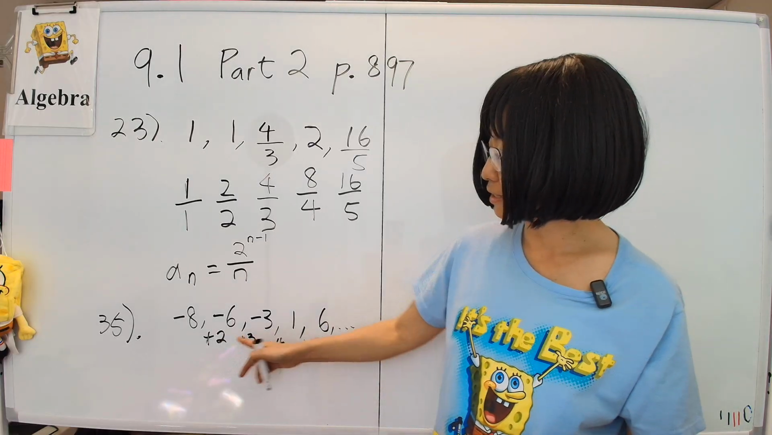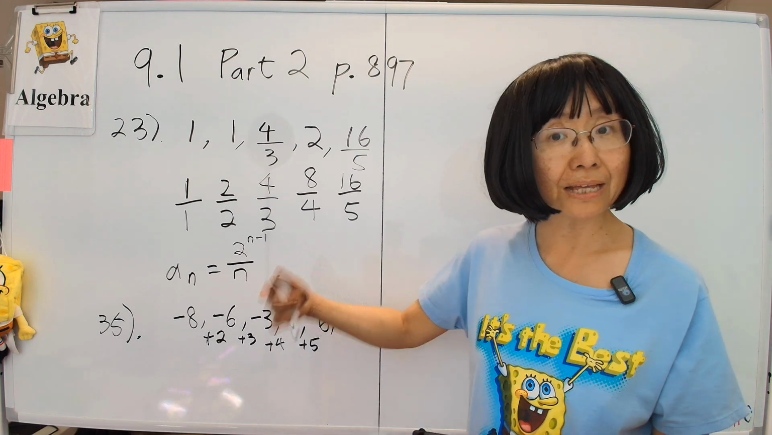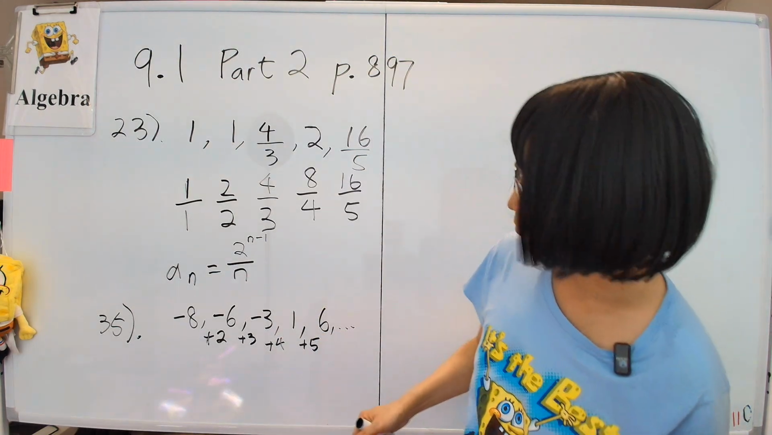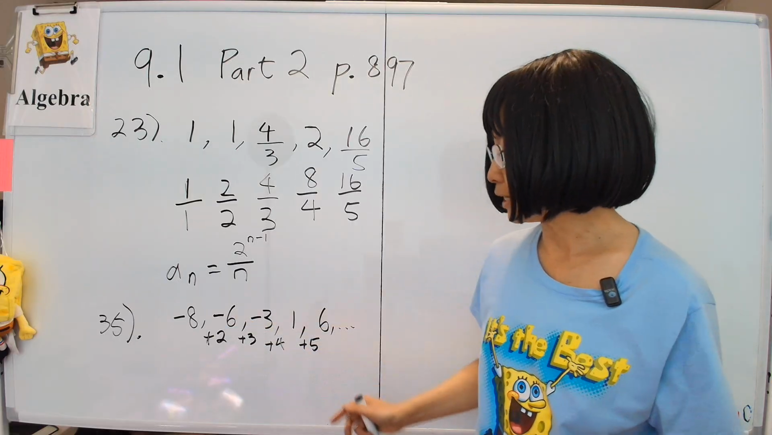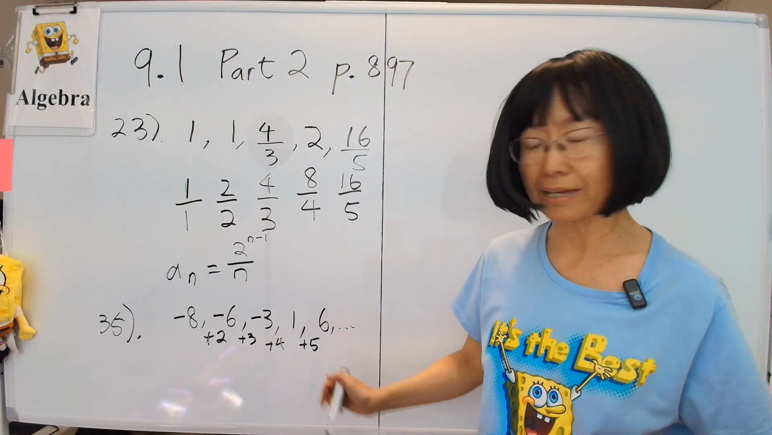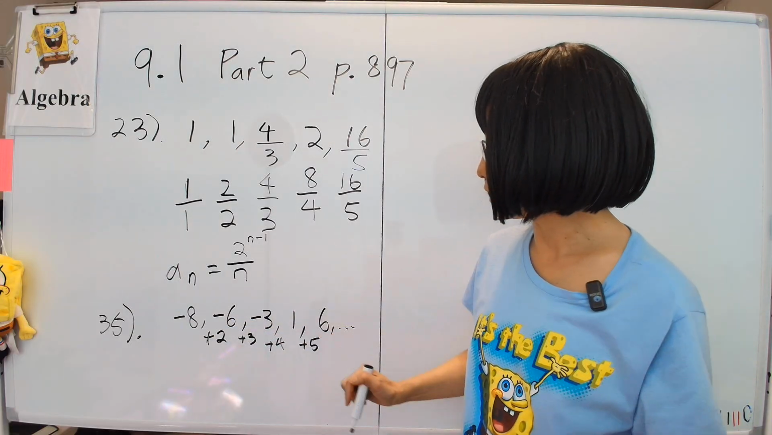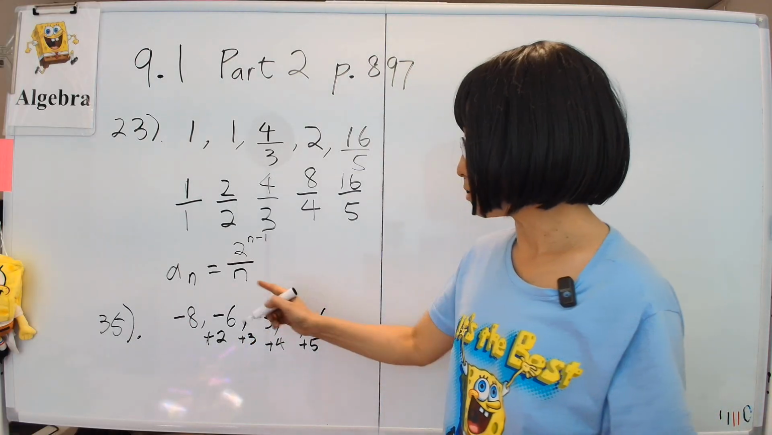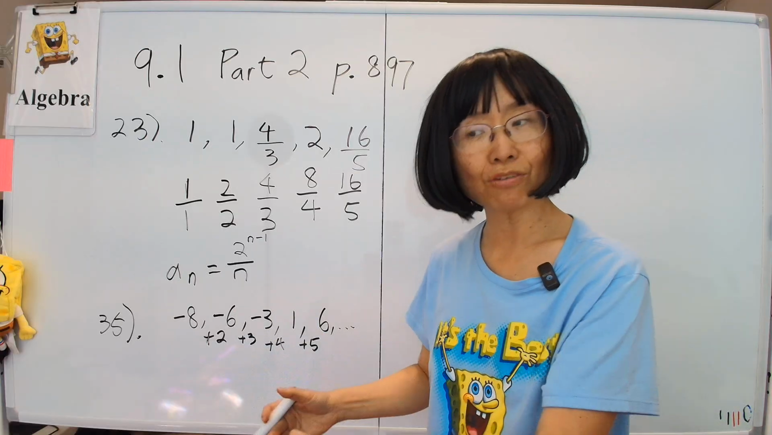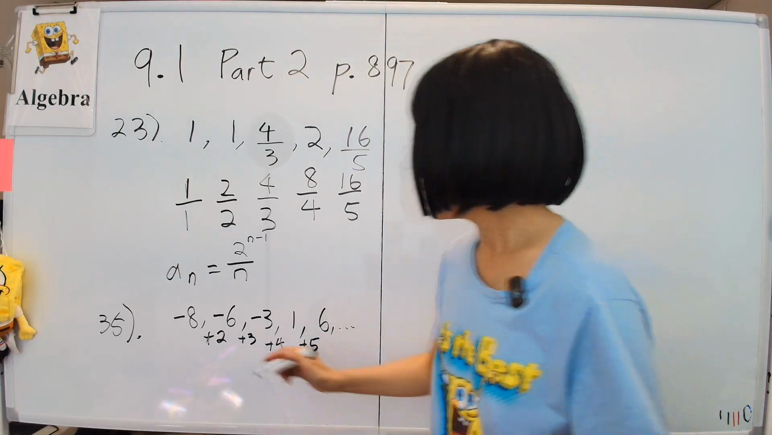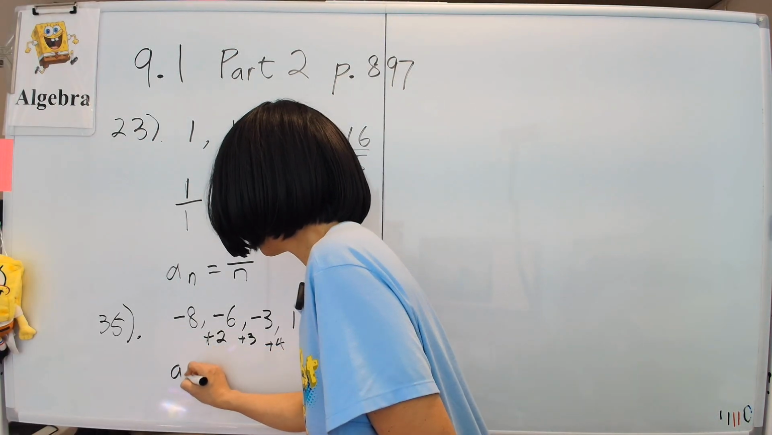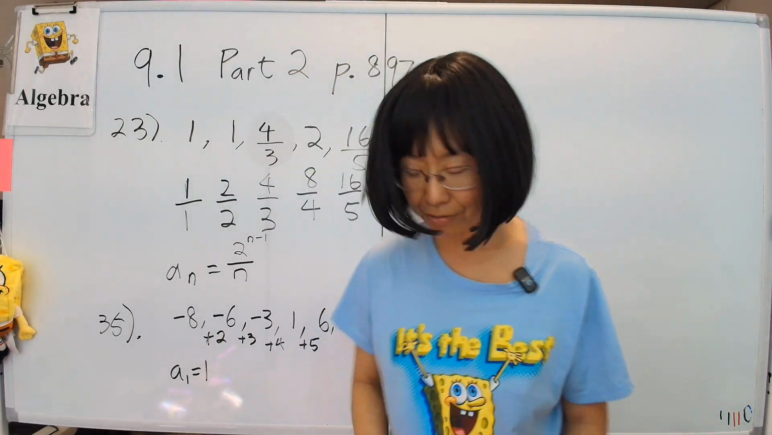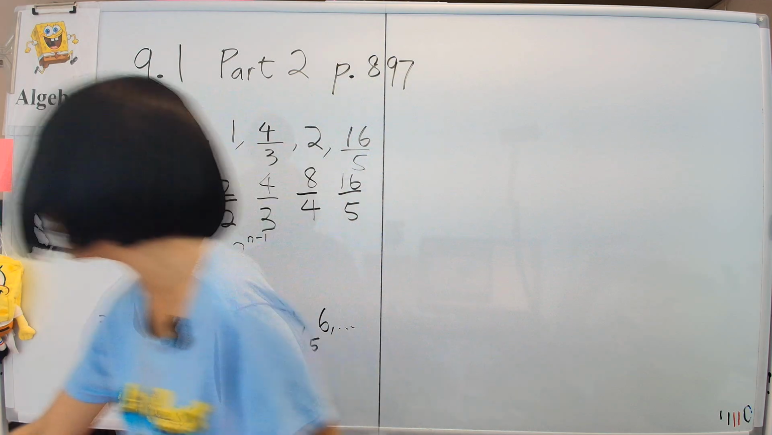So you notice that the addition amount is increasing one at a time in a steady way. But this is not a linear relationship because the difference is increasing, by 1 at a time. We are supposed to write a recursive formula. That means we start with the first one and then define the following one by the previous one. So first, a1 equals minus 8. That's the first one.